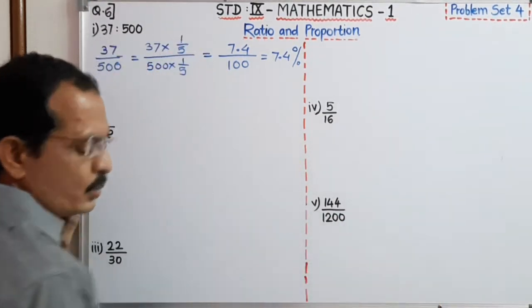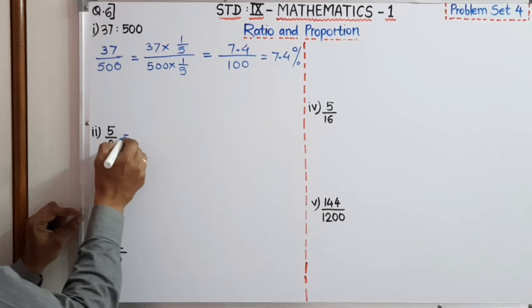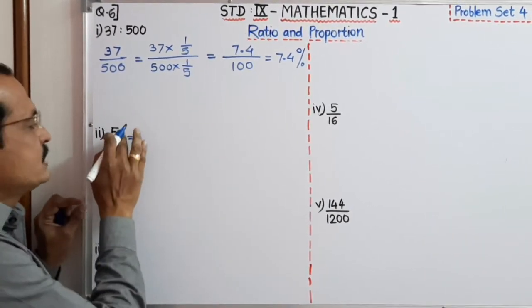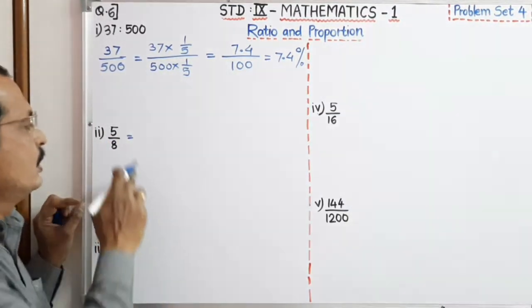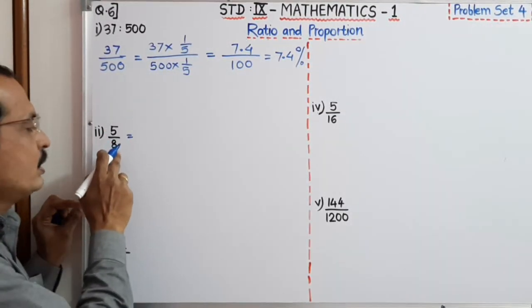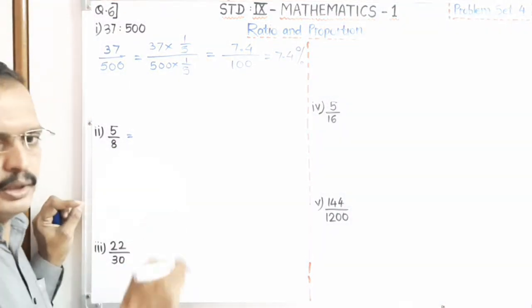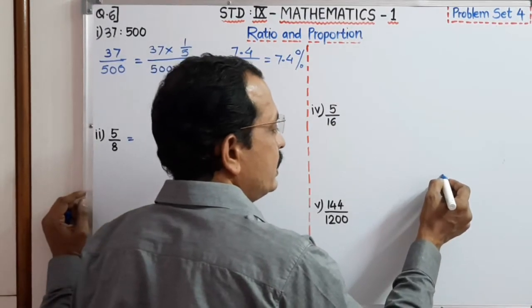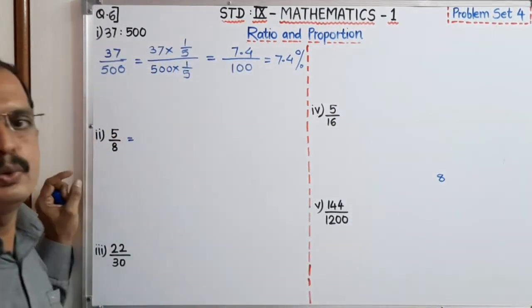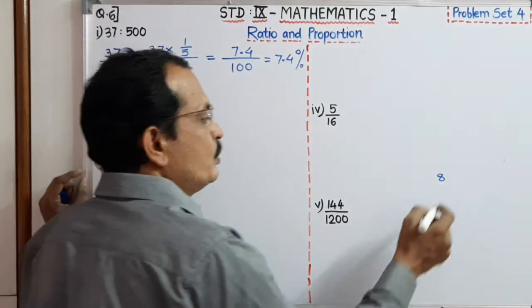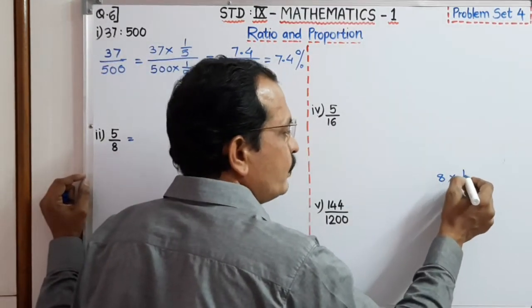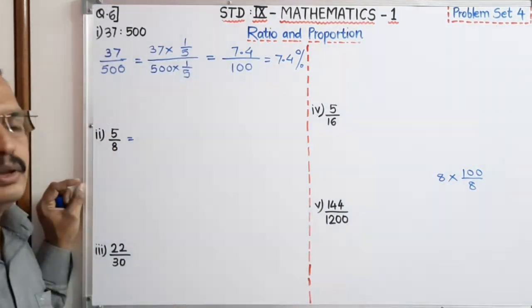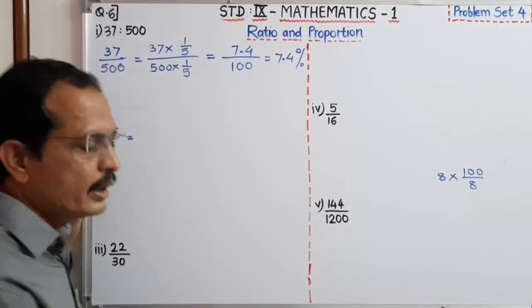Similar process we have to apply. See dear student, here, now what we have to do? We have to convert this 5 upon 8 into 100. That is 5 upon, we have to make 8 into 100. Now dear student, for that purpose what we have to do? This 8 we have to convert into 100. For that purpose we have to multiply with 100 upon 8.